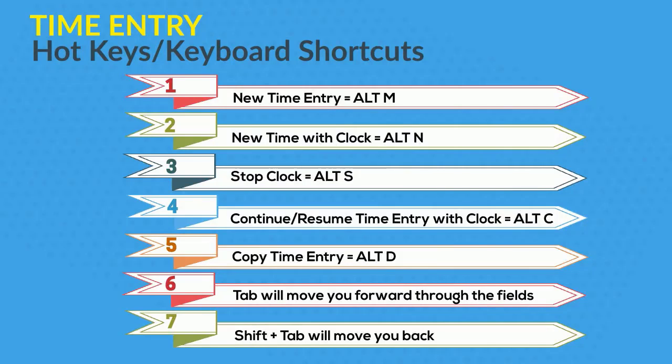To start a new time entry, you could use Alt-M as in minutes. To start a new time entry with the clock, use Alt-N as in new time. To stop the clock, use Alt-S as in stop. To continue or resume a time entry with the clock, use Alt-C as in continue time. To copy a time entry, use Alt-D as in duplicate. Tab will move you forward through the fields, and Shift-Tab will move you backwards. We hope that helps a little.